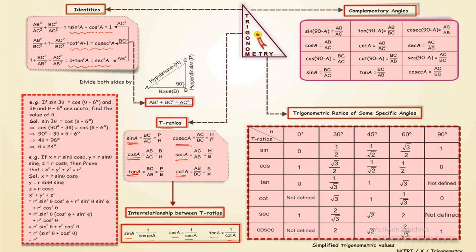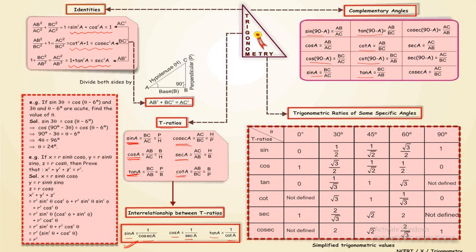Next, moving on to the complementary angles. So sine of 90 minus theta is cos theta, cos of 90 minus theta is sine theta. Next, tan of 90 minus theta is cot theta, cot of 90 minus theta is tan theta. So while taking complementary, sine and cos, cosecant and secant, and cot and tan are complementary pairs, whereas when you consider reciprocals, sine and cosecant, cos and secant, tan and cot are reciprocals. So you should not get confused between these two, right?